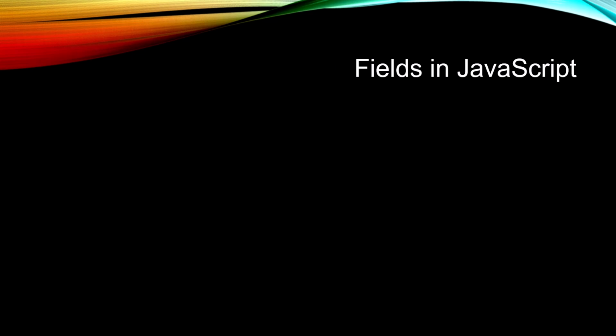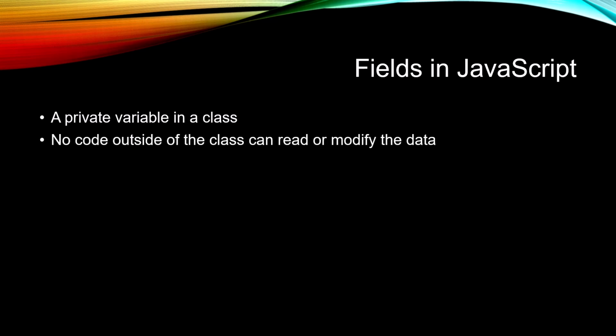Like many languages, we have a concept of fields in JavaScript. These are a private variable within the class, and no code outside of the class can read or modify the data within a field. Only methods in the class can read or modify those fields.